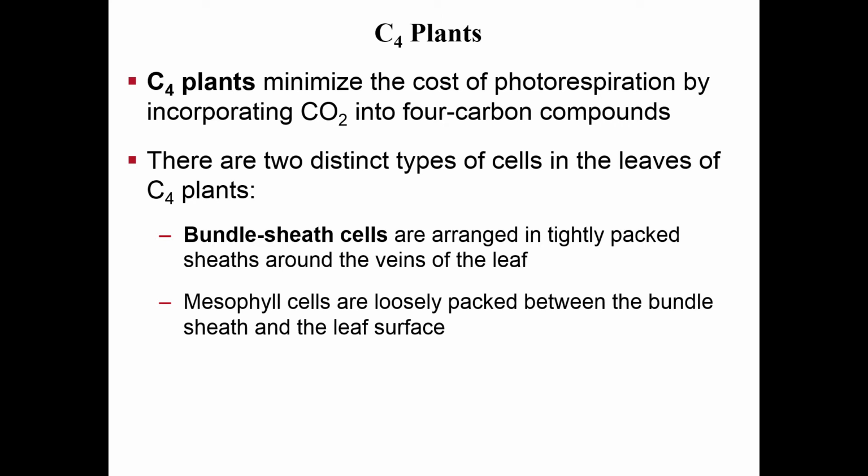When you're looking at the structure of C3 versus C4 plants, your C4 plants also have these bundle sheath cells that are tightly compacted around the veins of your leaf, your xylem and your phloem. And then your mesophyll cells are loosely compacted, between the bundle sheath cells and the leaf surface.